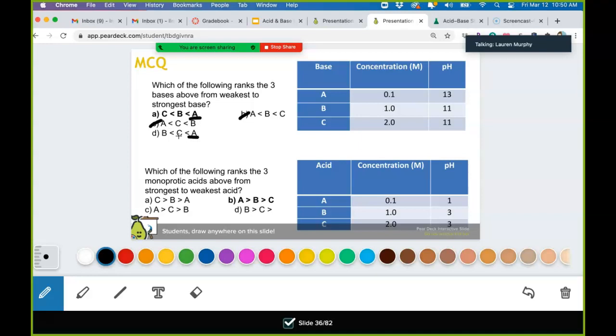Okay? So now when you're looking at B and C bases, they have the same pH of 11. So it's not going to be pH that's the deciding factor. It's going to be concentration. If this guy is 2 molar, it means compared to 1 molar, you should have double the amount of hydroxide ions in here. So more hydroxide ions, and yet your pH is still 11? So that's your worst base. You have more of it, and it didn't make your pH be more basic, so it's not as good of a base. So that's why A is the best option. A is the strongest, B is in the middle, and C is the weakest.